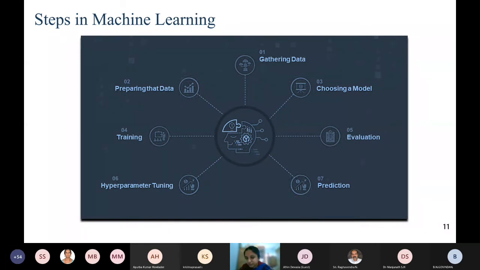First step would be gathering the data. Next, preparing the data. That is nothing but your pre-processing, if it involves an image processing kind of application. What you would be doing could be cropping of the image so all the images are of the same size, or it could be denoising, blurring, making it bright. All those things are nothing but preparing the data.